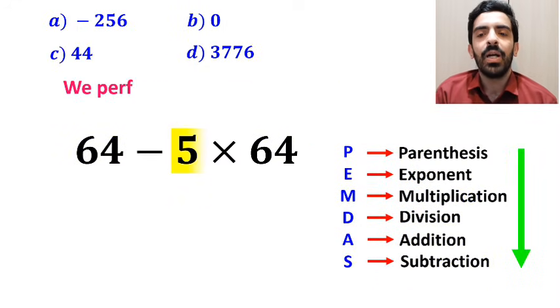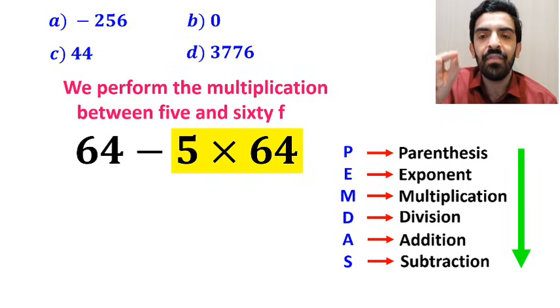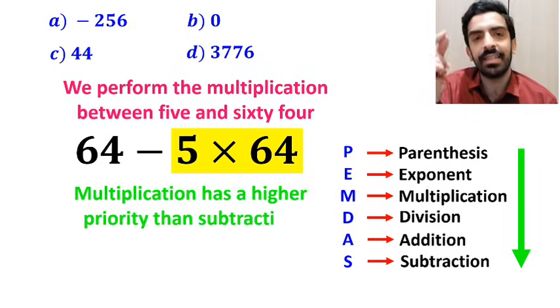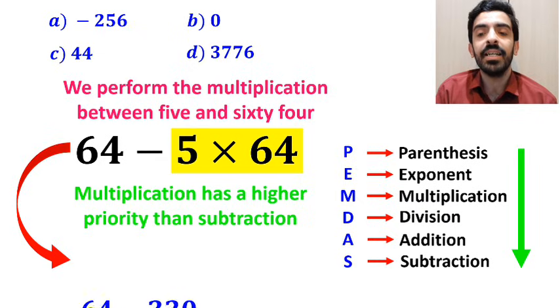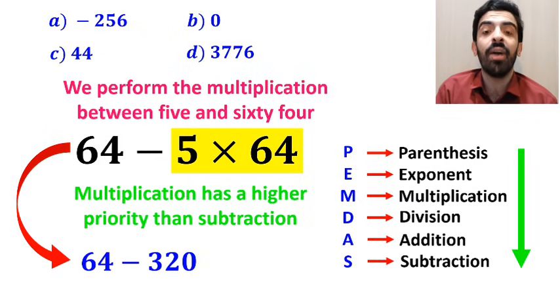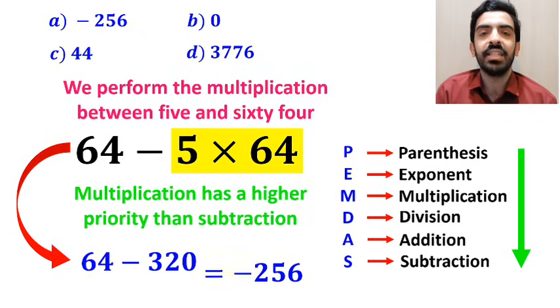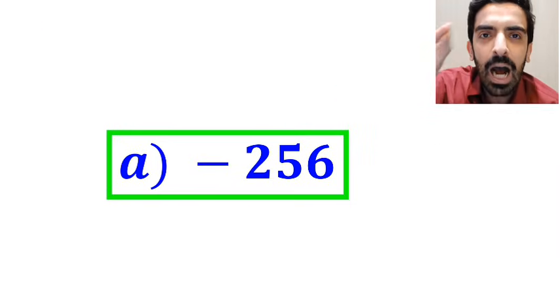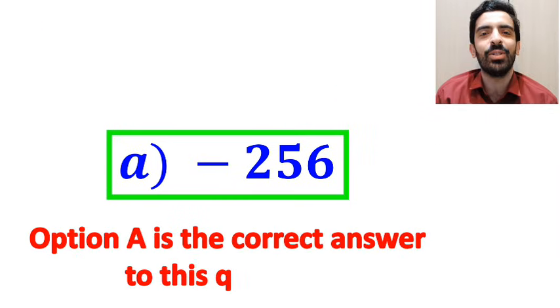And in the final step, we perform the multiplication between 5 and 64 because multiplication has a higher priority than subtraction. And this expression becomes 64 minus 320, which finally gives us the answer negative 256. That's great. Option A is the correct answer to this question.